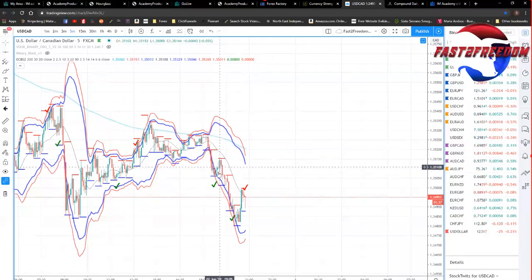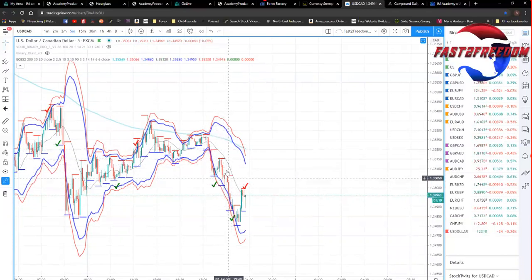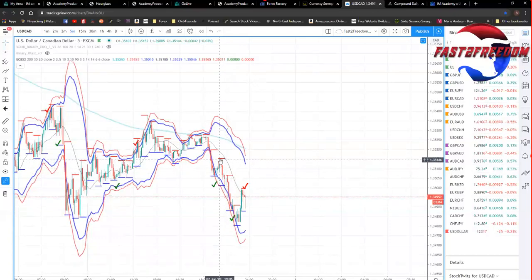But we already know that it's going with the strength meter, okay? Because CAD was stronger, that means USD should be going down. So it should continue to go down. So I would definitely take these trades. Even though it's on a bearish trend, we already know it should be going down because, one, it's below the EMA, so we're looking for sells, and two, the strength meter is telling us that the US dollar is weaker than the Canadian, so it should be going down. So we're just going to continue to take sells when we see the opportunity.